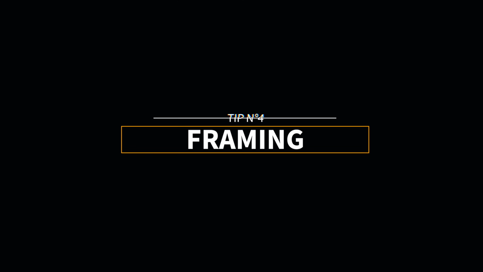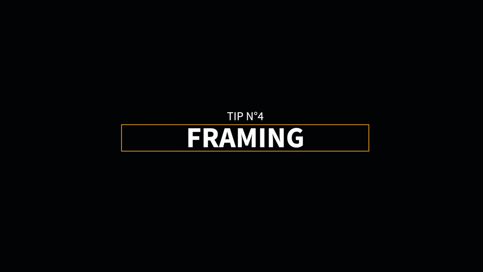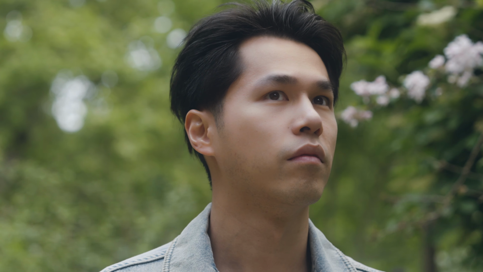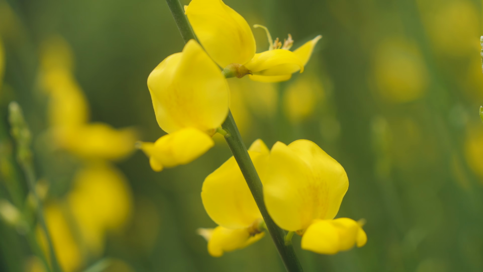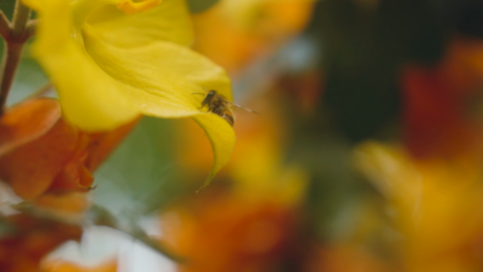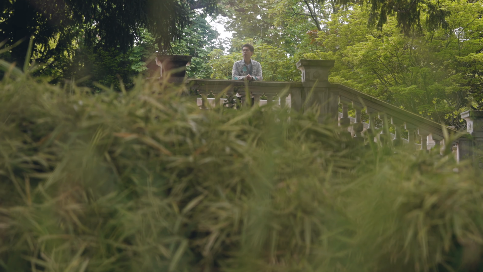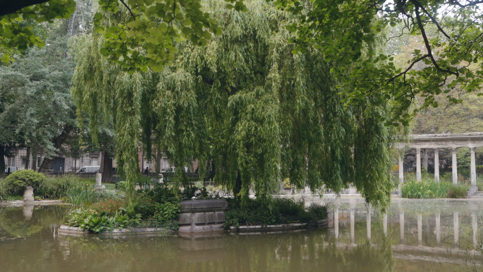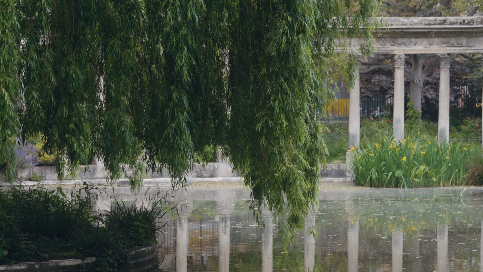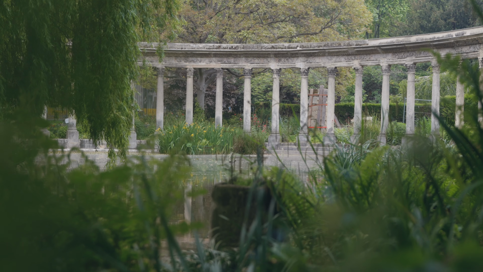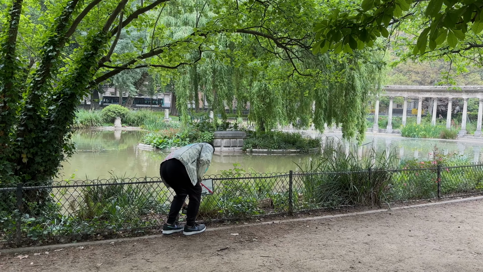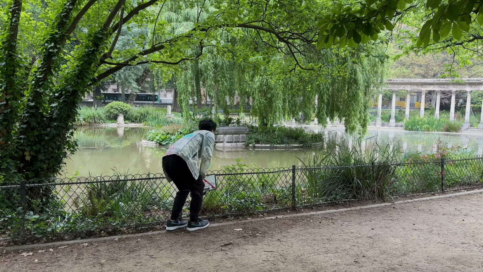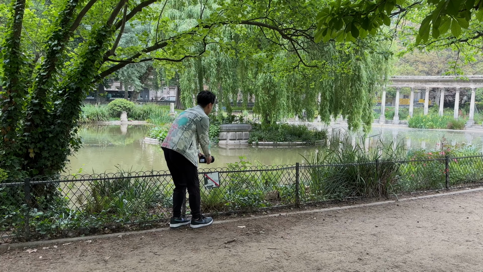Tip number 4, experiment with framing. Don't be afraid to experiment with different framing techniques such as close-ups, medium shots, and wide shots. Each type of framing can create a different mood and tone in your shot, so try mixing it up and see what works best for your subject. Close-ups can create intimacy and emotion, medium shots can show context and environment, and wide shots can create a sense of scale and grandeur. But I want to remind you once again that using the same type of framing for every shot can create a monotonous and uninteresting video.